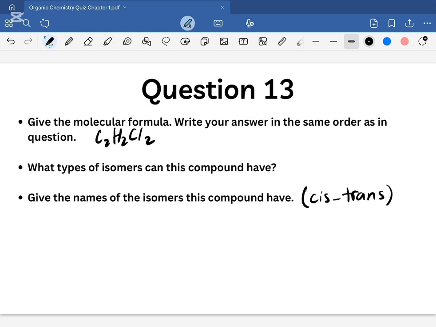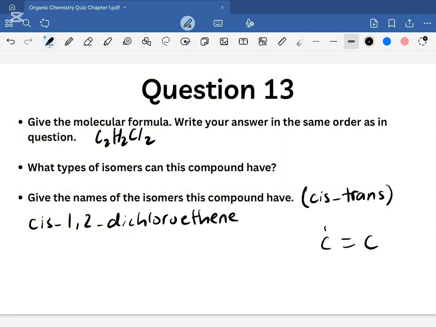So this compound can have the cis 1,2-dichloroethene. It's an alkene. And this is because we have C double bond C. We would have a Cl, hydrogen, and hydrogen. This would be the cis isomer. And we might have the trans, which is trans 1,2-dichloroethene.